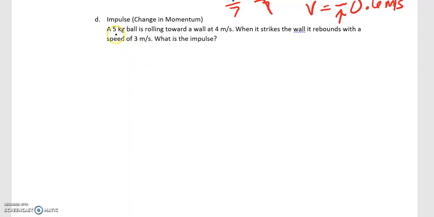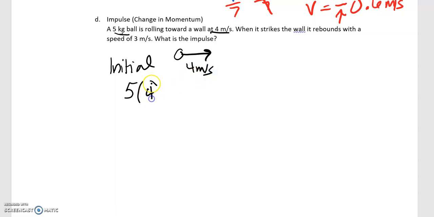So our ball here has an initial momentum. Let's see, 5 kilograms. All right, so anyhow, our 5 kilograms is rolling at 4 meters per second. So let's assume that the ball is rolling to the right at 4 meters per second. We'll make that positive. Okay, so our initial momentum is going to be 20 kilogram meters per second.